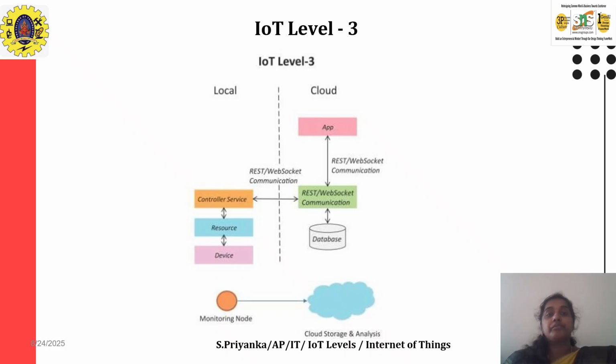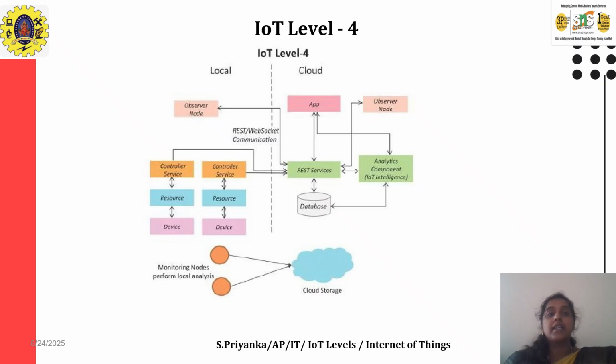Next comes level 4. In this case, a level 4 IoT system has multiple nodes that perform local analysis. That is, data is stored in the cloud and the application is cloud-based. Here in level 4, it contains local and cloud-based observer nodes which can subscribe to or receive information collected in the cloud. Noise monitoring is the main example for this.